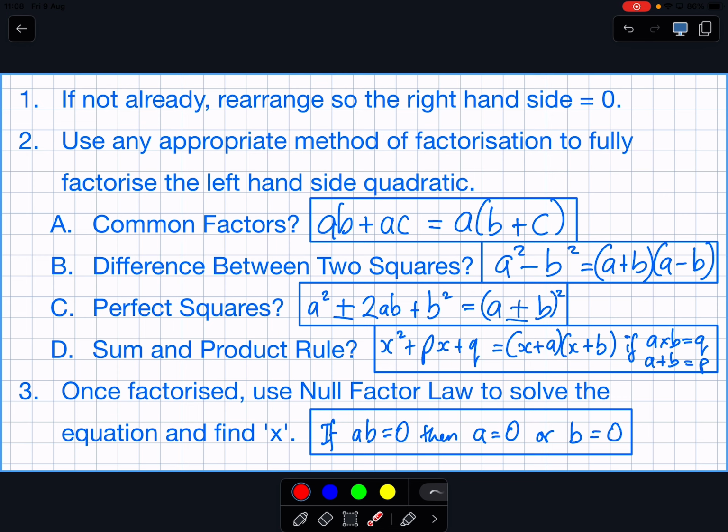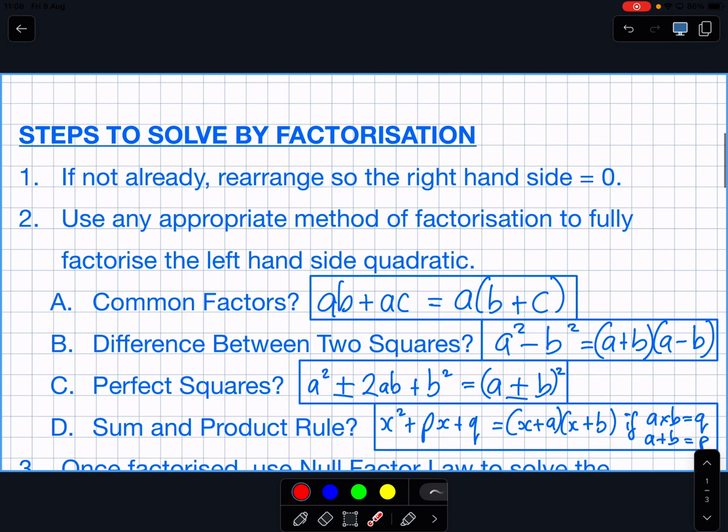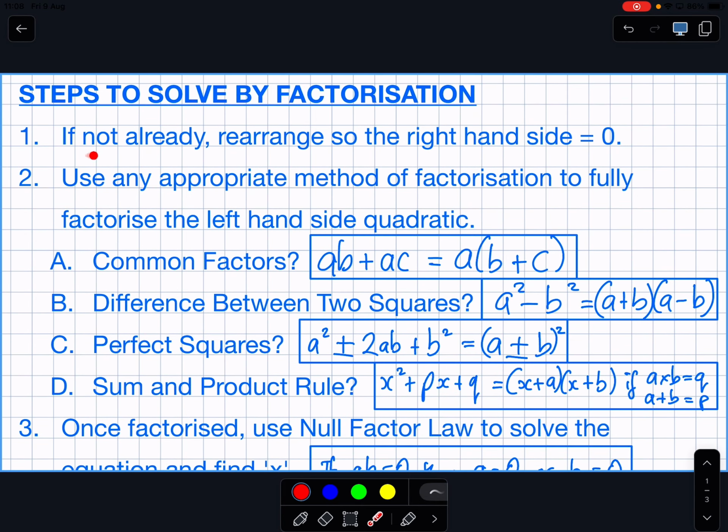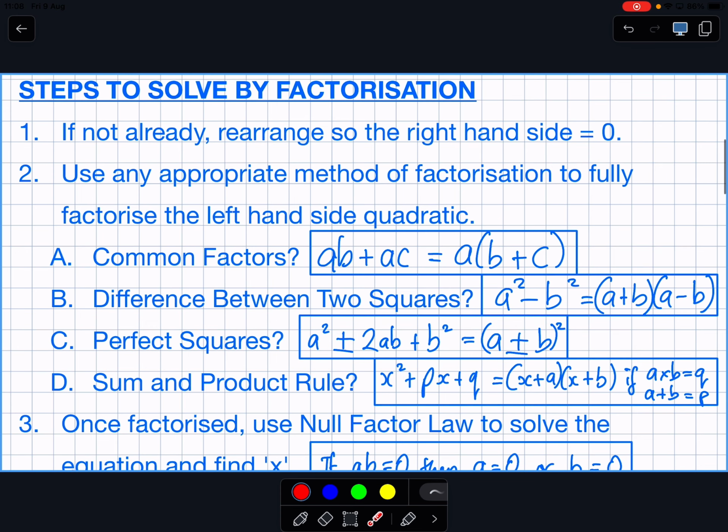So, how do I solve by factorization? Step 1 is, if it isn't already, rearrange it so the right-hand side equals 0. This only works if the right-hand side of the equation equals 0. Second, you need to remember back to the previous topic.